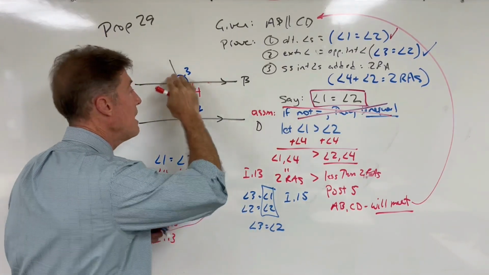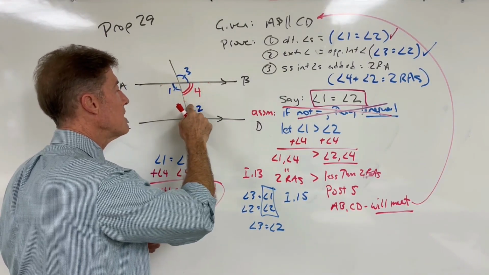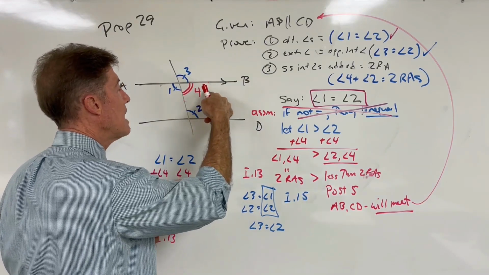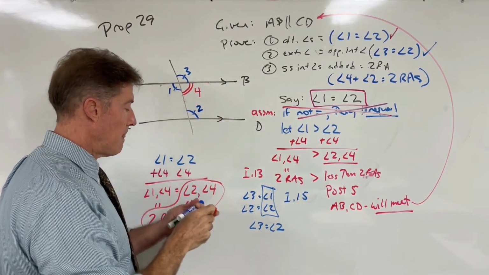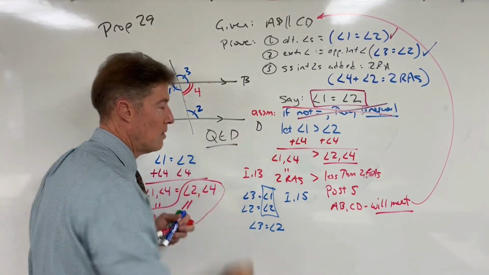Therefore, when we have parallel lines and a line falls on them, it makes alternate angles equal, the exterior angle equal to the opposite interior angle, and the two same side interior angles equal to two right angles. Since we have proved it, we conclude our proof. QED.